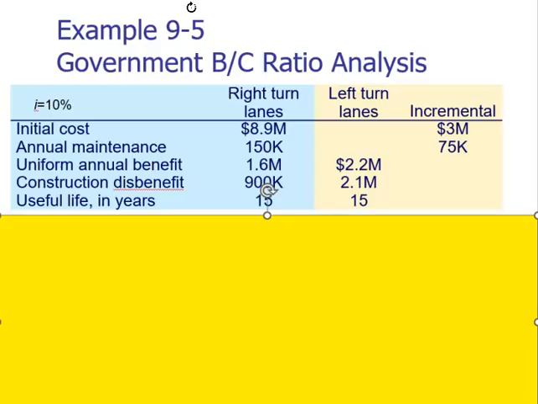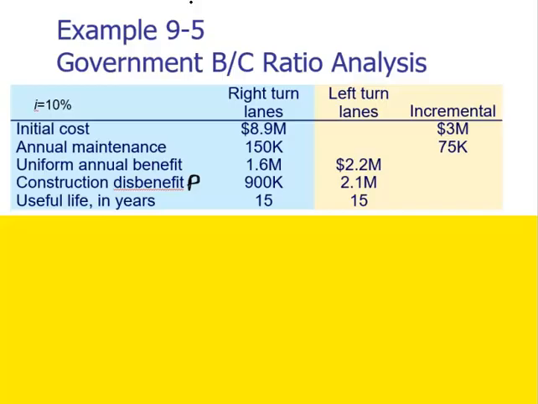About this benefit, 900K, it is already the present value. So while you are doing this example, consider this 900K as the present value. And that's it. Now, when you want to do this example, you have two options. You have two alternatives. You go and make right turn lanes or left turn lanes.